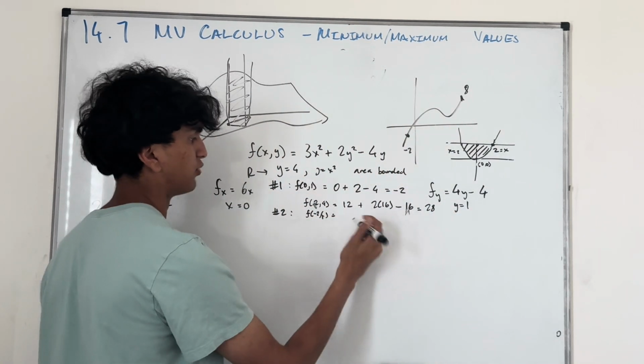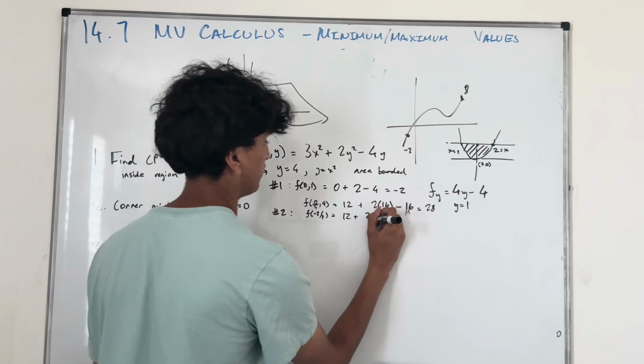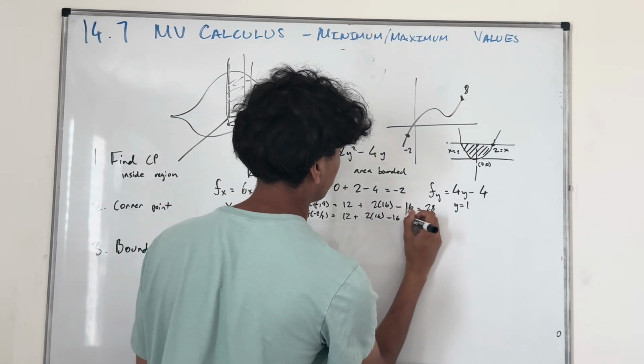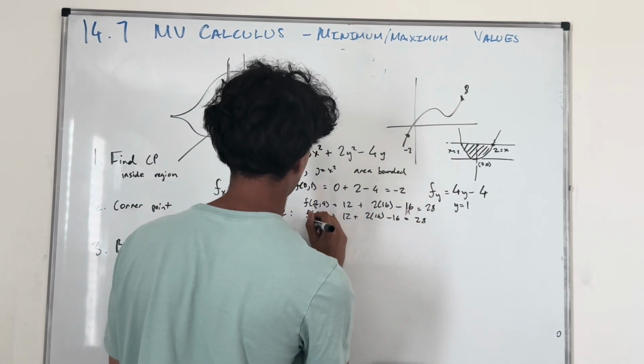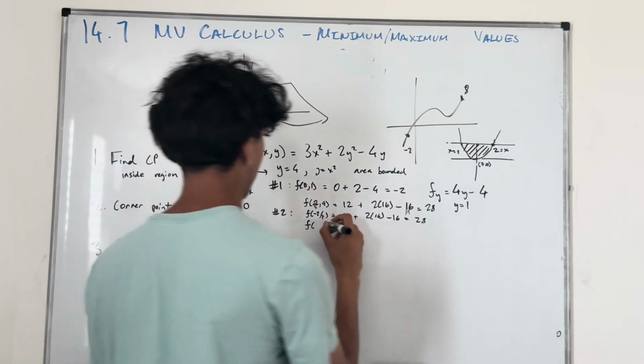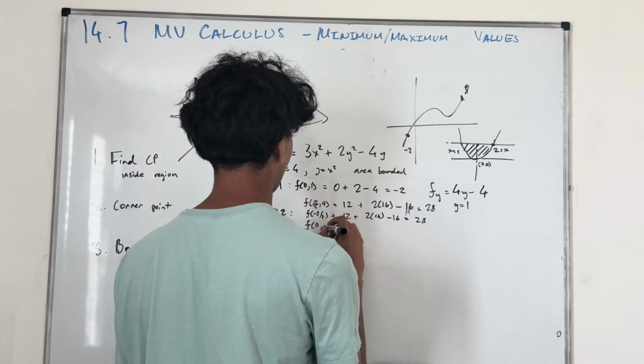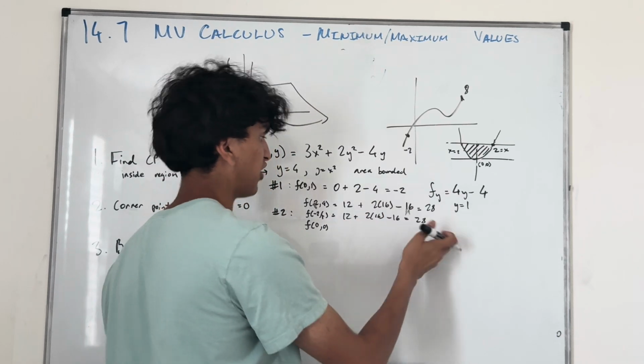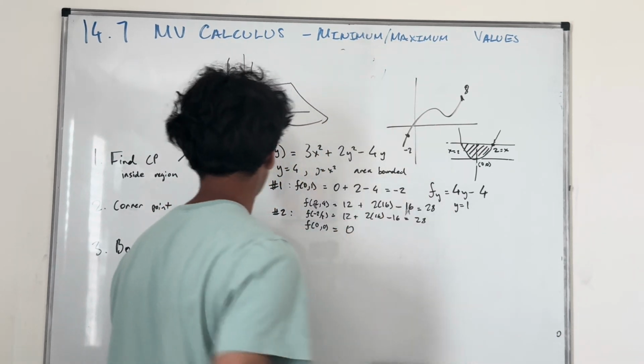Same thing here, right? It's really the same thing. I'm doing 12 plus 2 times 16 minus 16, so it's going to be 28. And then 0, it's going to be 0. So either way, that wasn't going to really help us, because that's already in between the lowest possible and highest possible. But good that we did it.